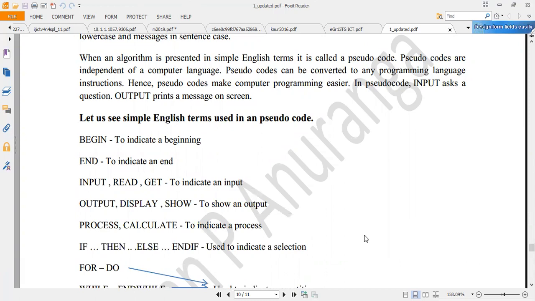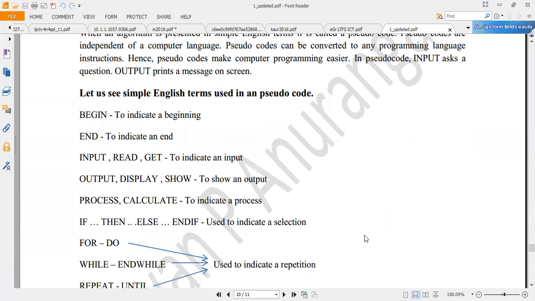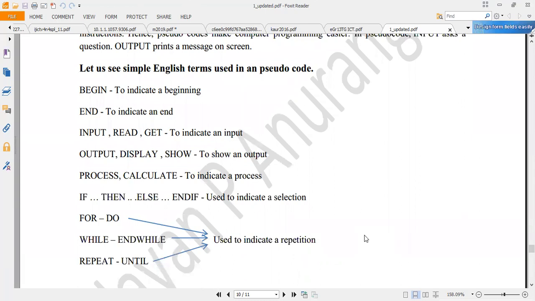It has some identified symbols we can use to explain more about the algorithm. Begin indicates a beginning, end indicates an end. Input, read, get are commonly used to indicate an input. Output, display, show are used to show an output. One of these words can be used to indicate an output, and one of the words input, read, get can be used to indicate an input. Process, calculate indicate a process.